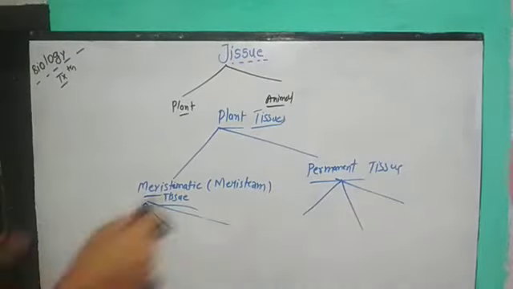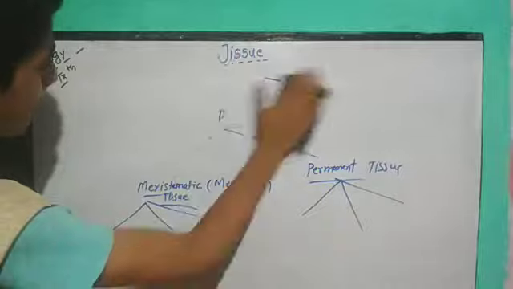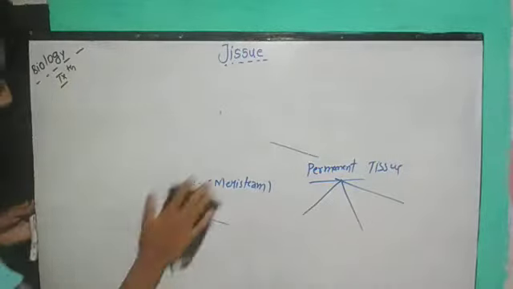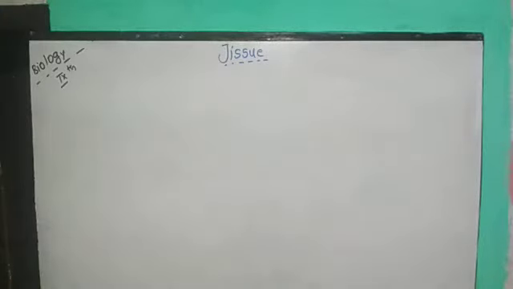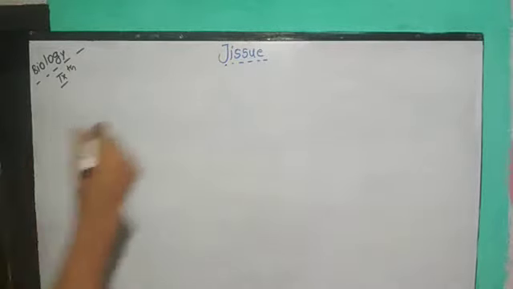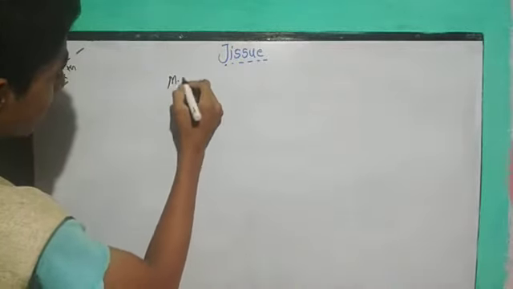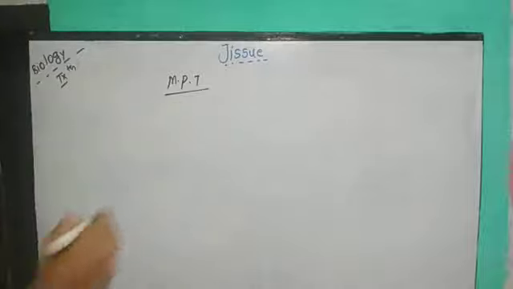Now let's start and see meristematic plant tissue. Actually this is all about plant tissue only, so you don't use animal tissue anywhere, because we are only dealing now with plant tissue. So the first one is meristematic plant tissue. MPT means meristematic plant tissue. First of all, we will go through it.